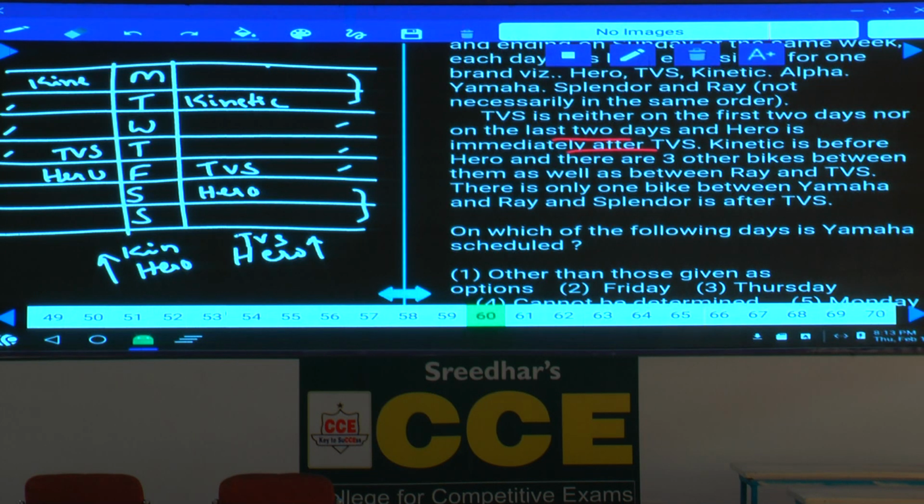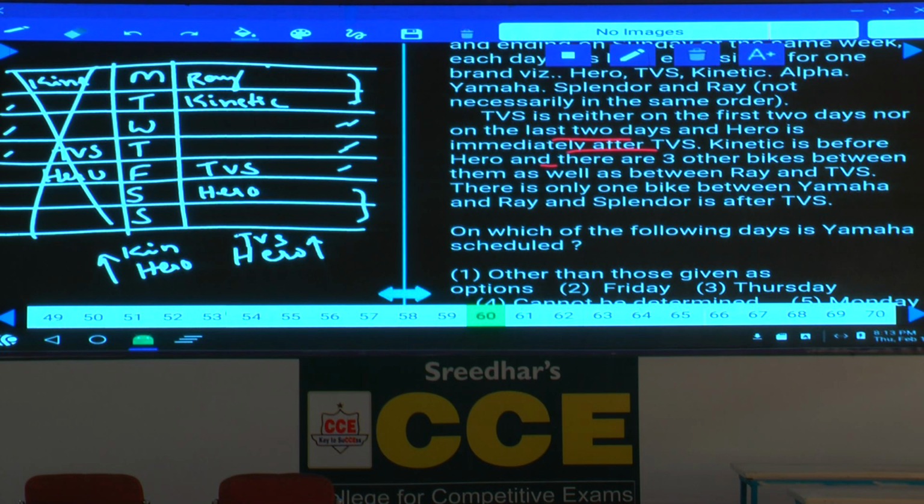And Kinetic is before Hero, and there are 3 other bikes between them, as well as between Ray and TVS. As well as between Ray and TVS means, between Ray and TVS also there must be exactly 3. Now, TVS is here, 1, 2, 3, Ray will be here. Ray must be on Monday. But yes, here in the second case, 3 in between Ray and TVS is not possible, and the second case is completely ruled out.